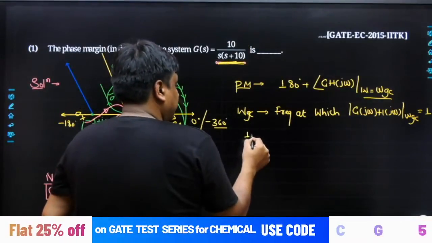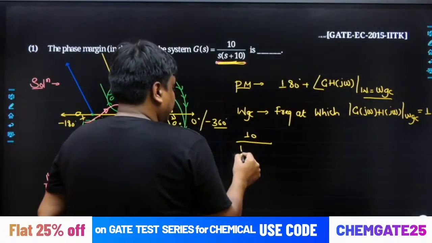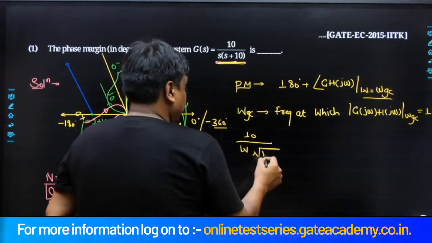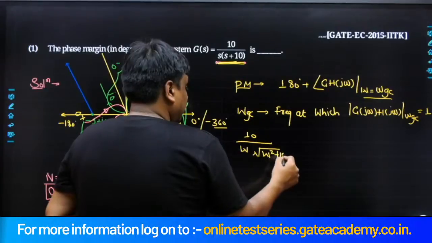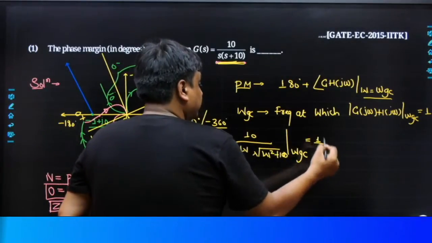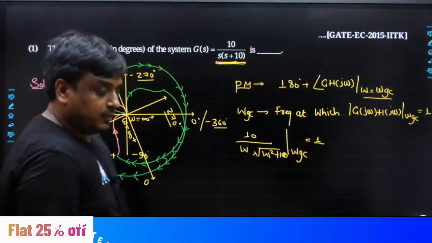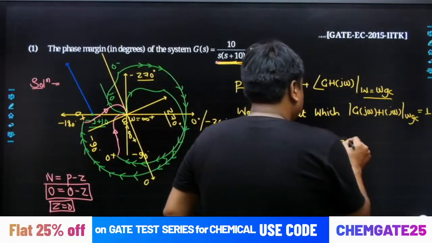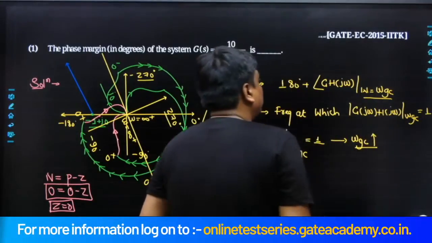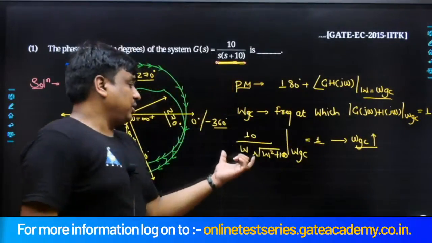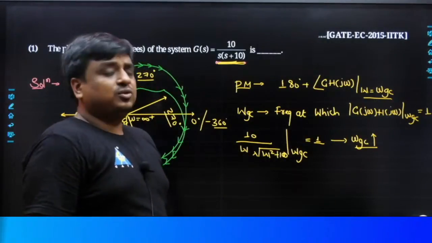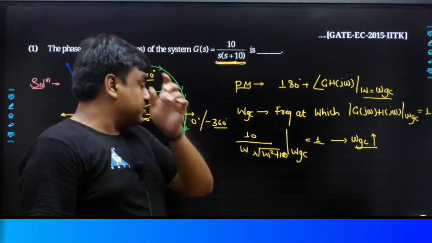Once you take its magnitude, the numerator remains 10. Towards the denominator side, the magnitude of s is omega itself, and here it becomes the square root of omega square plus 100, and at omega equal to omega GC, the magnitude is simply going to be 1. I would say the calculation of omega GC is your effort. You have to do it at home. You can shift this component to the right hand side, and then the remaining part is much easier. It's not a difficult question to deal with.